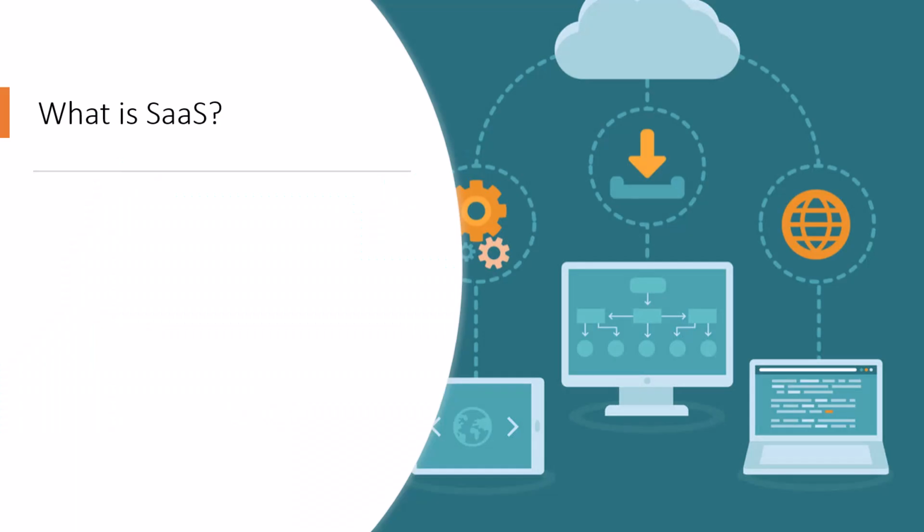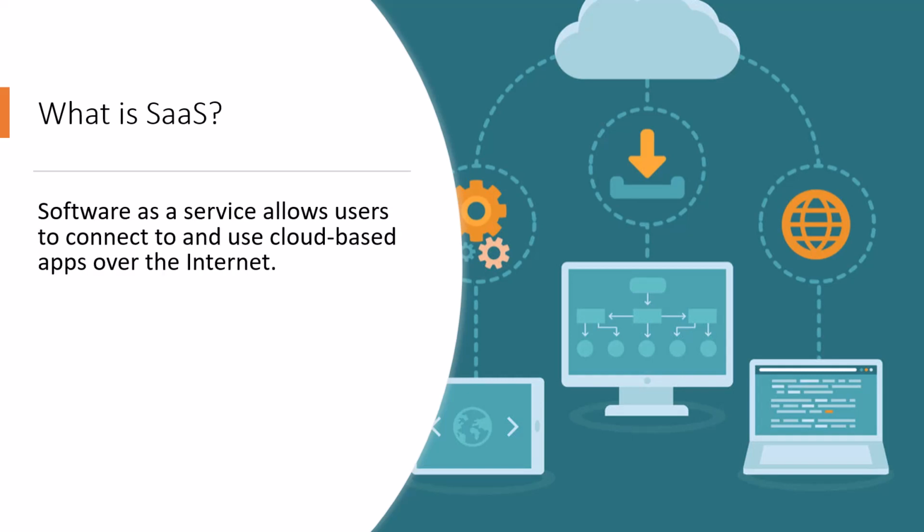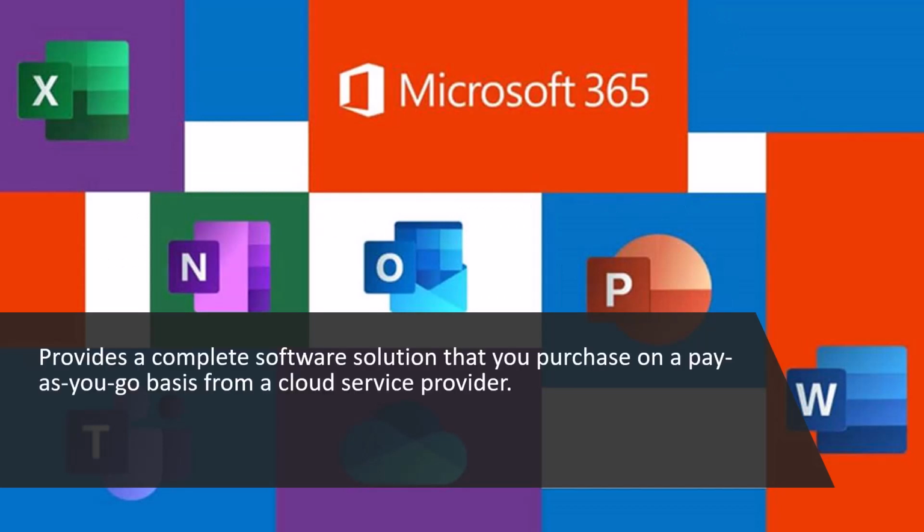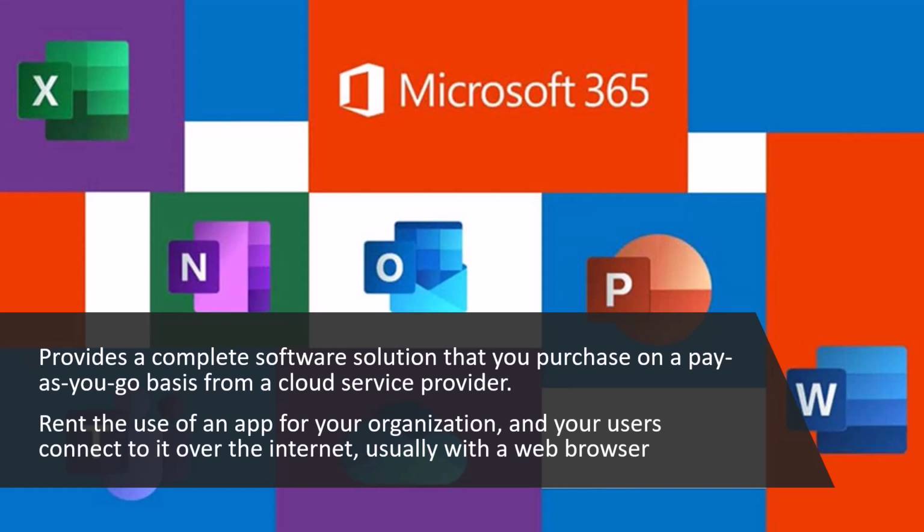Now, Software as a Service, or SaaS, allows users to connect to cloud-based apps over the internet. Common examples of Software as a Service include things like email, calendaring, and tools like Microsoft Office 365. Essentially, what Software as a Service does is provide a complete software solution that you purchase, typically on a pay-as-you-go basis, from a cloud service provider. You're essentially renting the use of an app for the organization and then allowing your users to connect to it over the internet. And this happens, generally speaking, over a web browser.